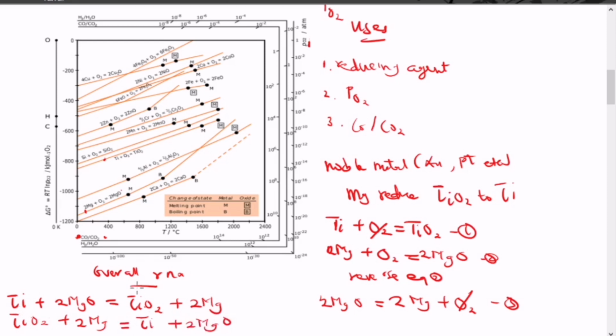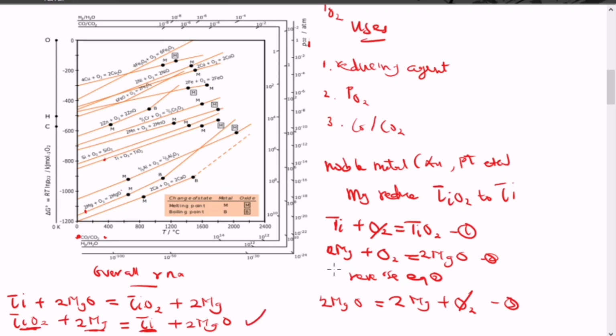We've established that what they're asking is, can magnesium reduce titanium oxide to titanium? Yes, because the line is below the titanium line. And we established the overall reaction: when titanium oxide reacts with magnesium, we are going to get the titanium. So magnesium has now reduced the titanium oxide to titanium. That means that magnesium can reduce the titanium oxide to titanium.